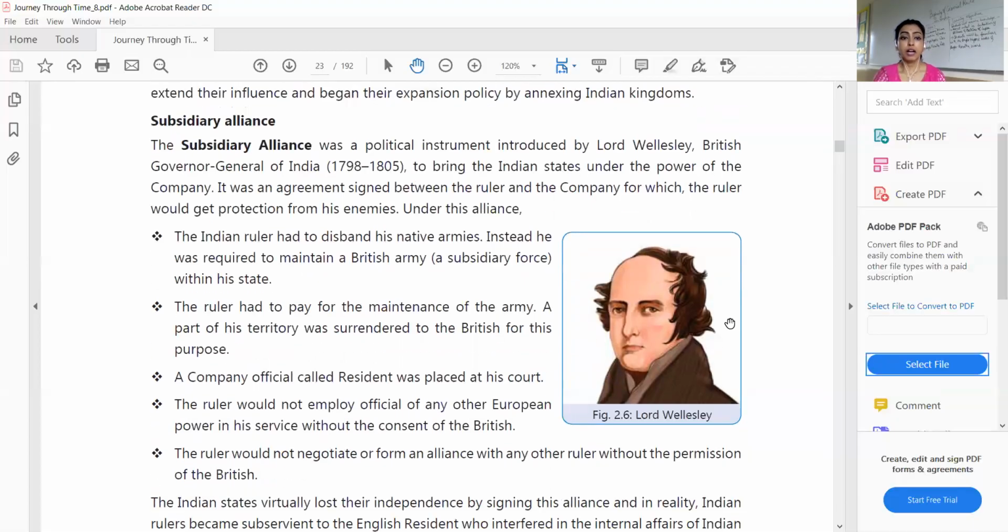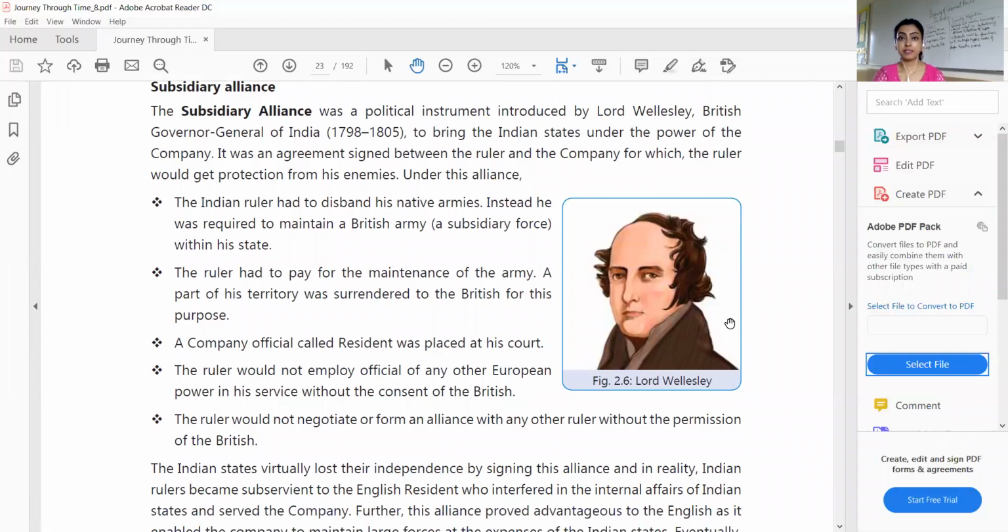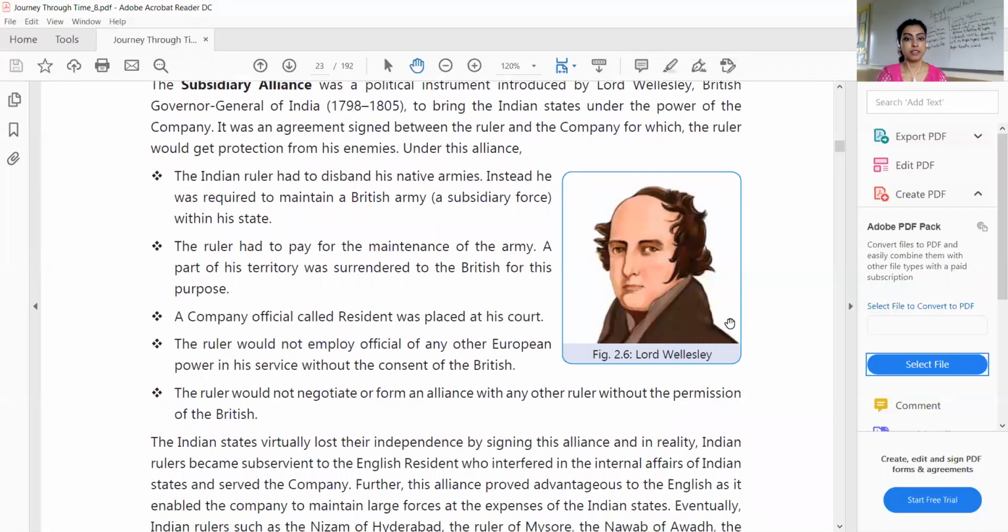A company official called a resident was placed in his court. A British person, known as a resident, would be there in the ruler's court to supervise what is going on inside the king's court. He will always be there in the ruler's court. Then the ruler would not employ any official without the consent of the British.